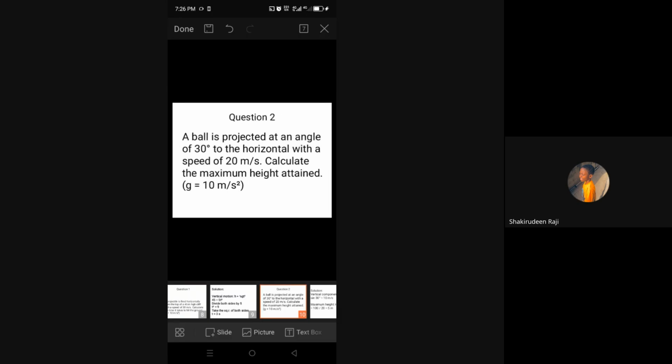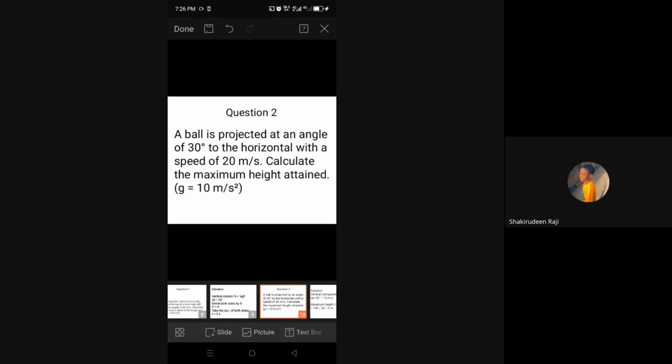A ball is projected at an angle of 30 degrees to the horizontal with a speed of 20 meters per second. Calculate the maximum height attained. A ball is projected at 30 degrees. You are given theta already. Then you have been given u, that is the speed. Calculate the maximum height.